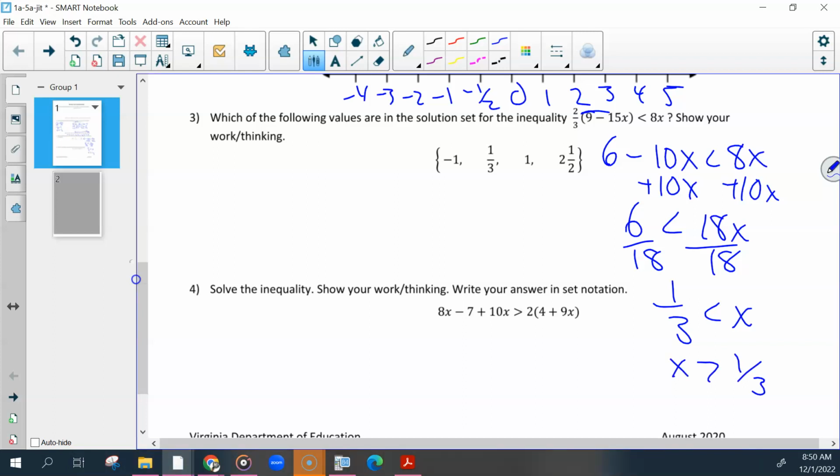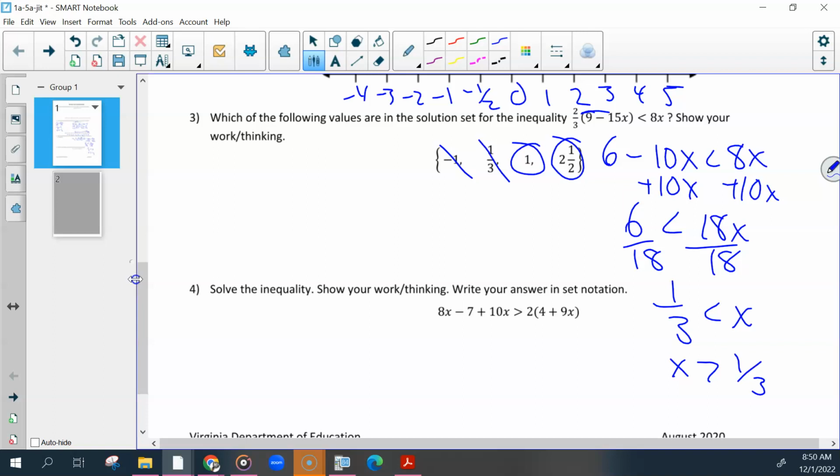So you would have to figure out which of these numbers are bigger than 1/3. 1/3 doesn't work because it doesn't say equal to. Negative 1 is not greater than 1/3. 1 is, and 2.5 is. So those last two. That's a good way to check yourself. I think I said that last class. Pick some values, see if it's greater than or less than. If it's not, you have to draw it the other way. Questions about that one?